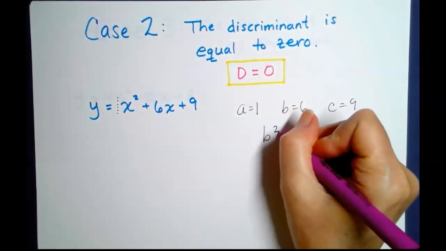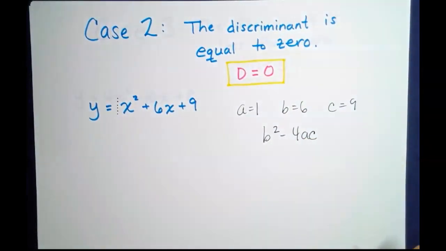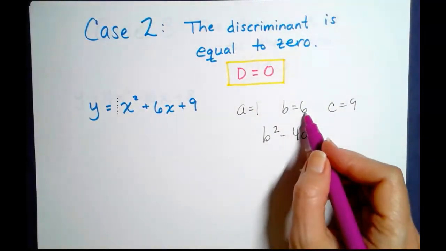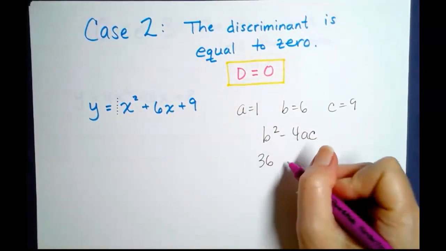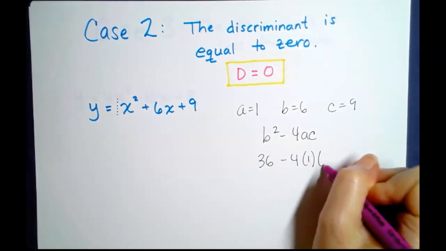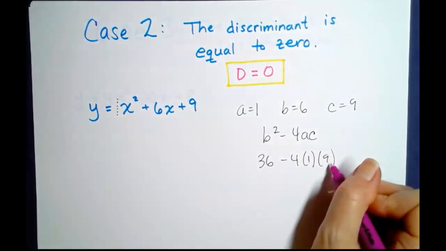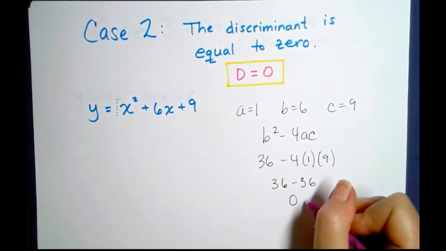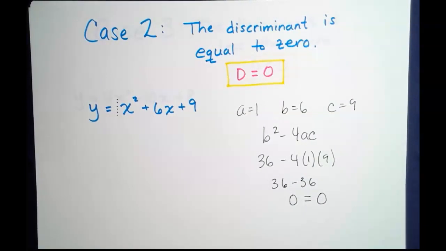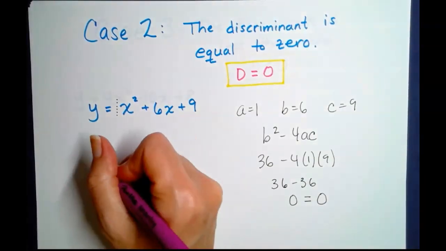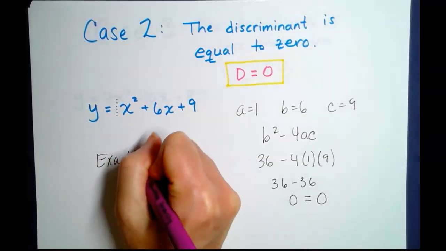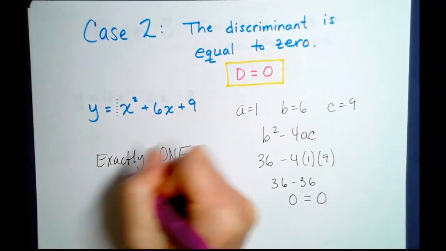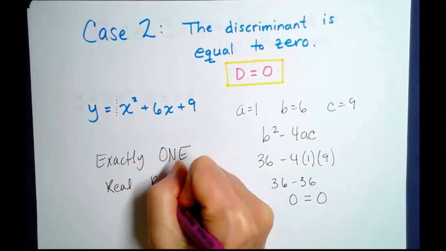The discriminant is b squared minus 4ac. So b squared, b is 6, b squared is 36, minus 4 times 1 times 9. 4 times 9 is 36. 36 minus 36 is 0. So when the discriminant is equal to 0, we have exactly one real root.